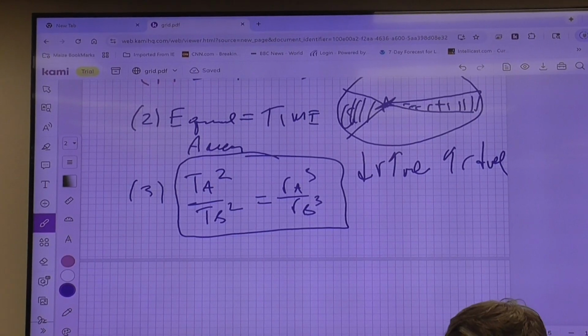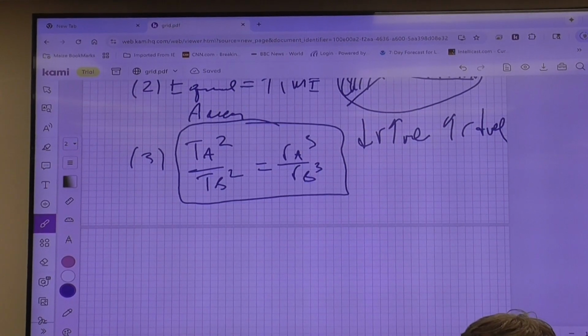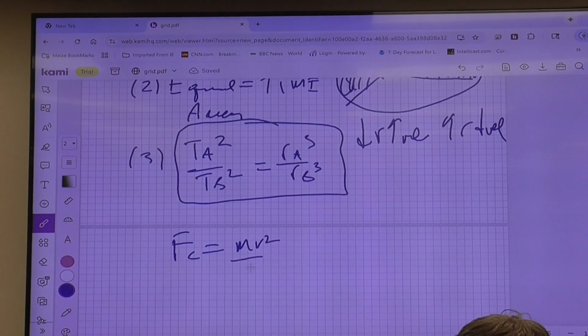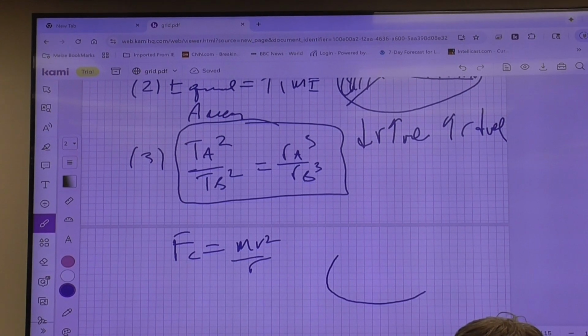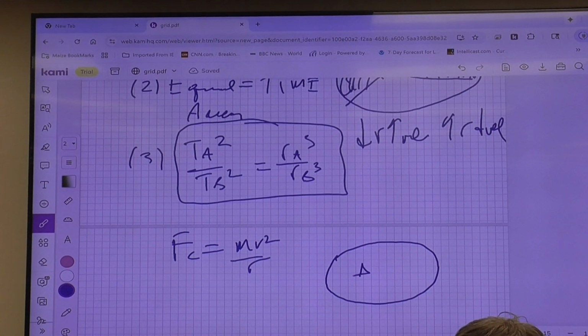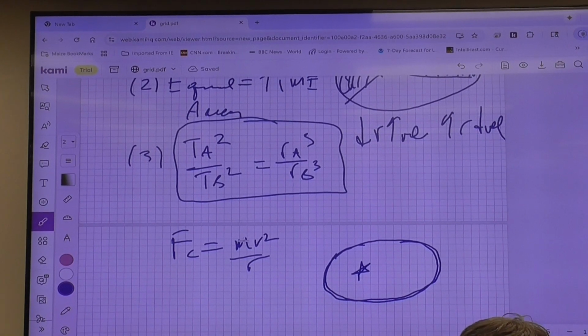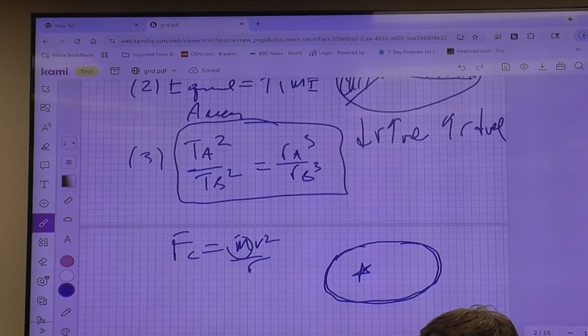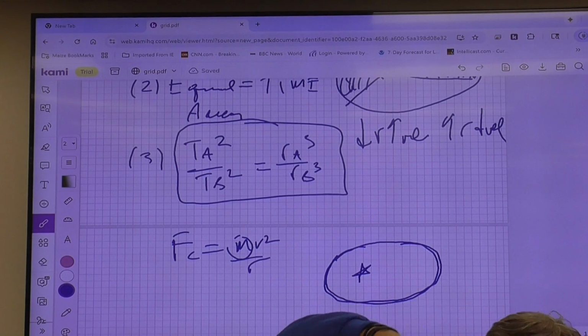So, let's start with the idea that centripetal force equals mv squared over r. And then, so as this, say Mars, goes around the sun, is that m the mass of Mars or the mass of the sun? Mars, because that's what's moving in the circle, right? So that'd be the mass of Mars. Now, interesting thing happens.